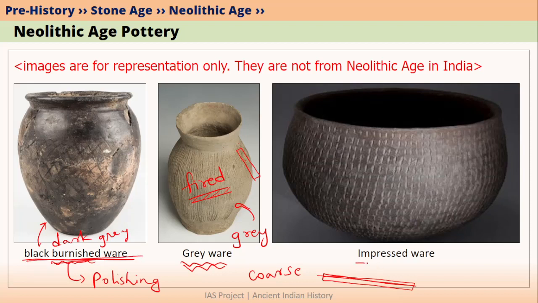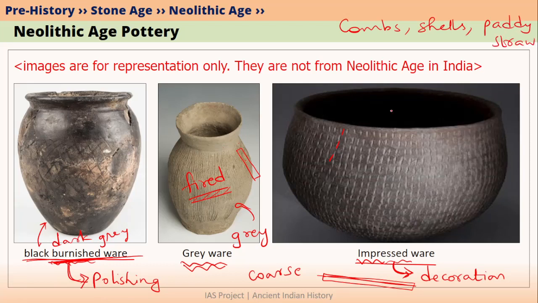The last type is impressed ware. When we say impression, it is basically a kind of decoration. So burnishing is a kind of polishing, whereas impression is basically a kind of decoration. Once the wet clay pot was made, they used to impress the surface of the pot with many objects like combs, shells, or paddy straw, and all these. Such impressions made by combs, shells, paddy straw, or mats were basically a kind of decoration. And such impressed clay pots, when they were fired, were called impressed ware or impressed pottery.